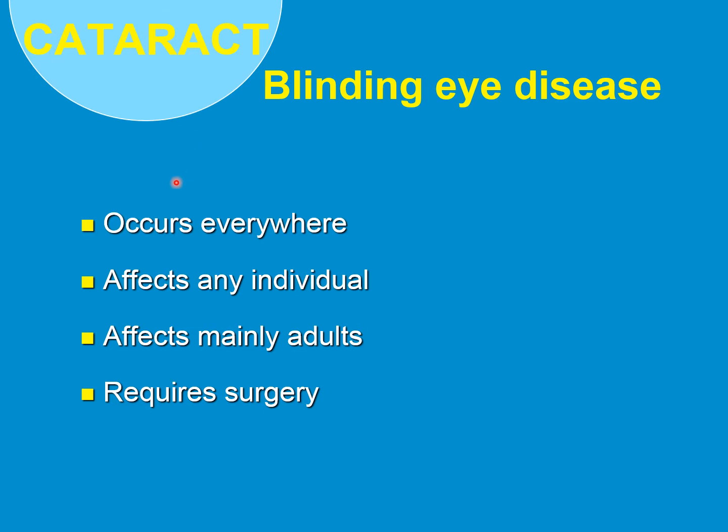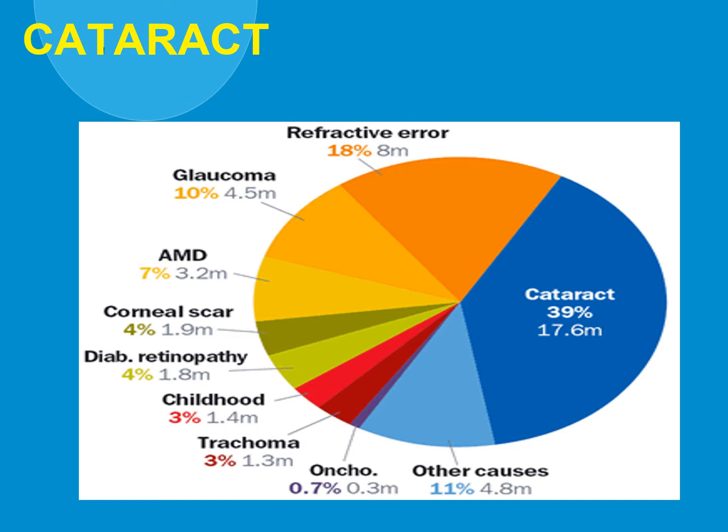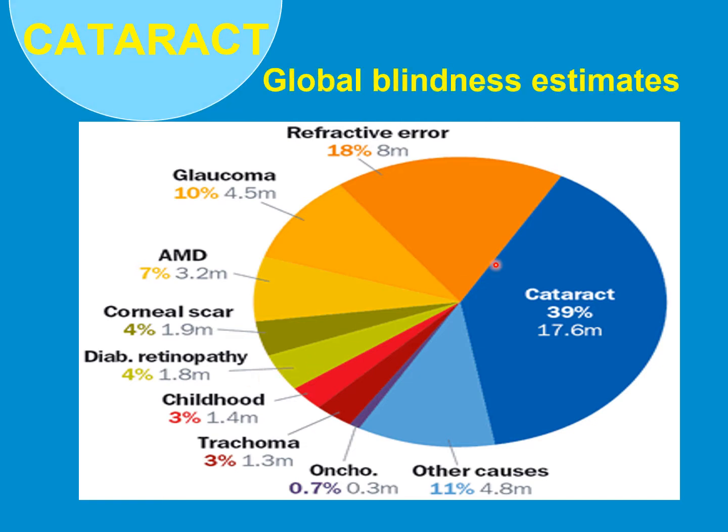Cataract is a blinding disease. It occurs everywhere, affects any individual, mainly affects adults, and always requires surgery. There is no medical treatment for cataract. Cataract is the main cause of global blindness, and the same is true for Pakistan, where it is the main cause of blindness as well.